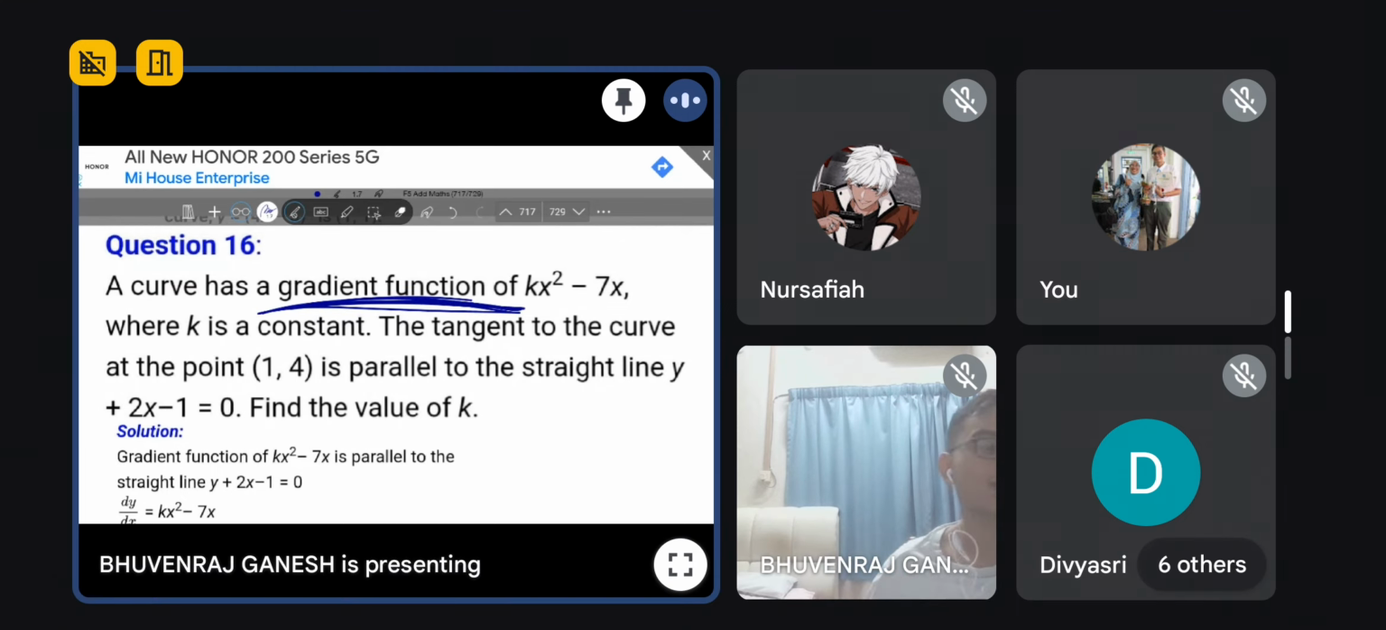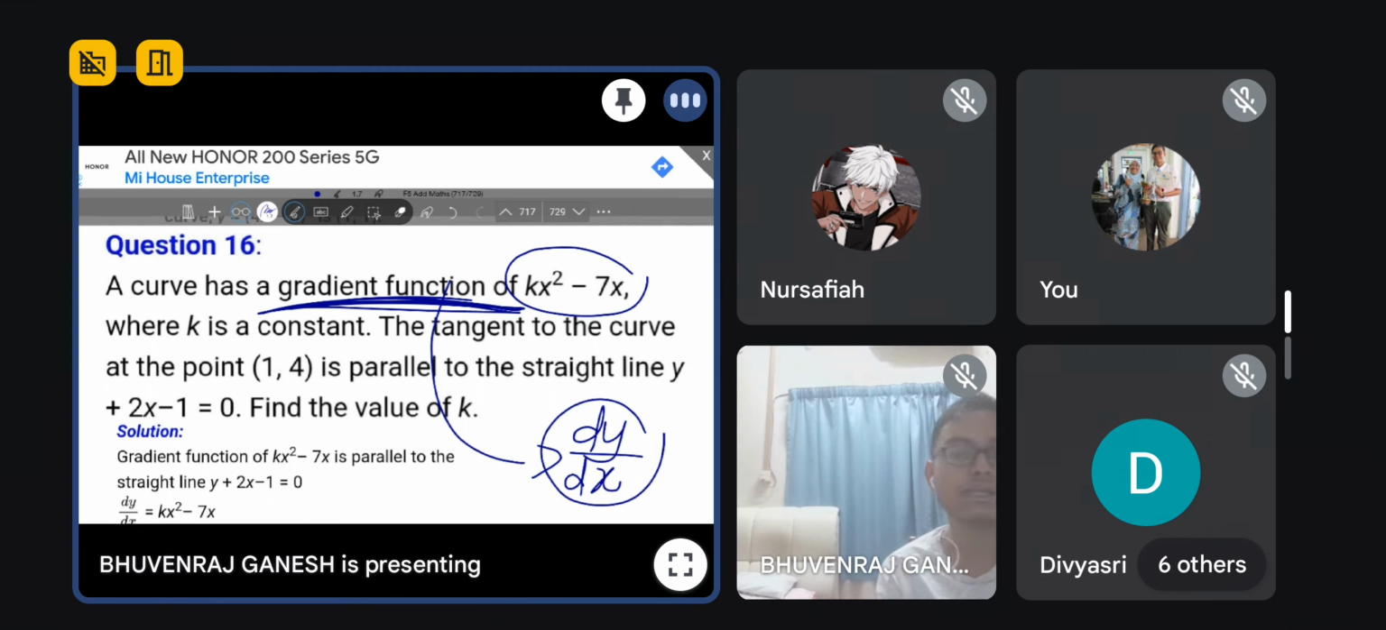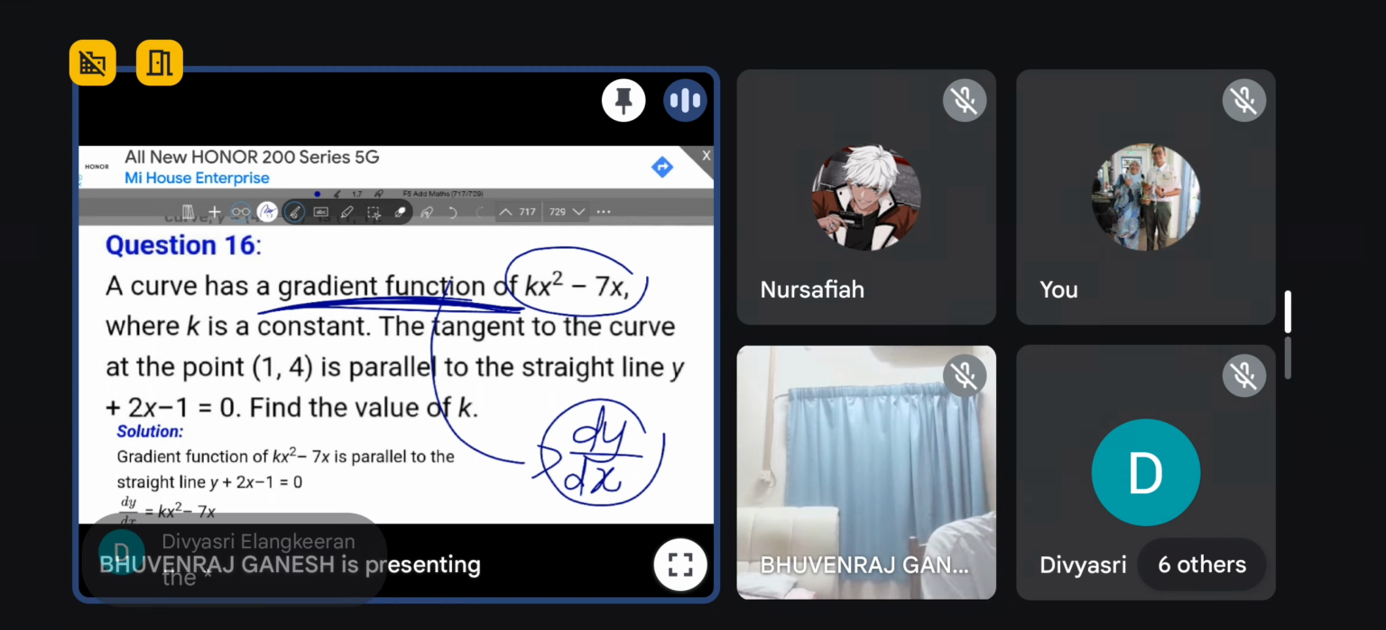Okay, I think... wait, let me check for a while. Okay, it is the gradient of the curve. Yeah, the language is confusing, Bahasa tu. Okay, it's actually equal. So dy/dx equals kx squared minus 7x. Okay, the question is not so good over here.